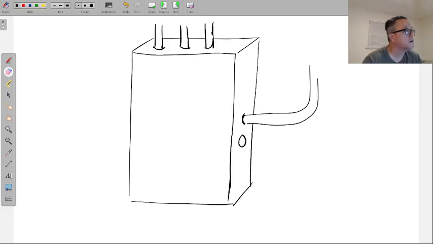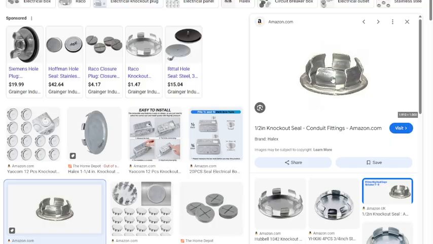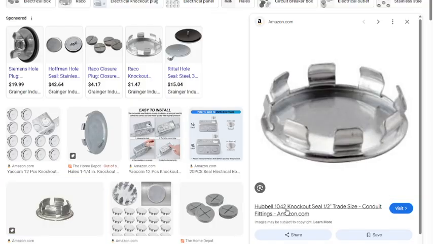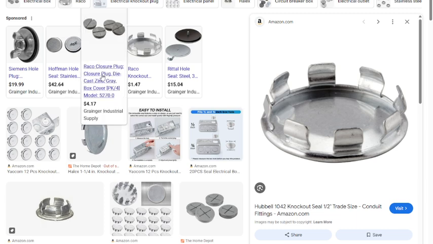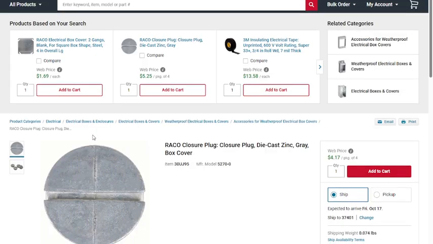That pretty much, and there's a bunch of different types, right? So here we can look at a bunch of different types. This is one very common that snaps right in. All right, they have different sizes for different conduits. They have the rain tight ones. This is what the rain tight ones look like, where they have that little screw.